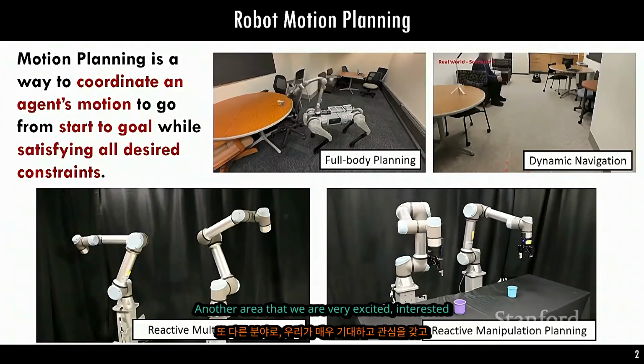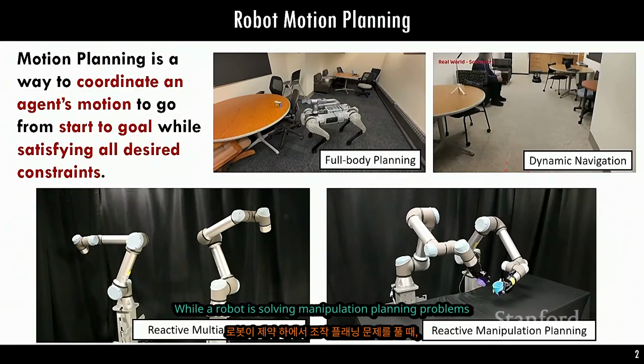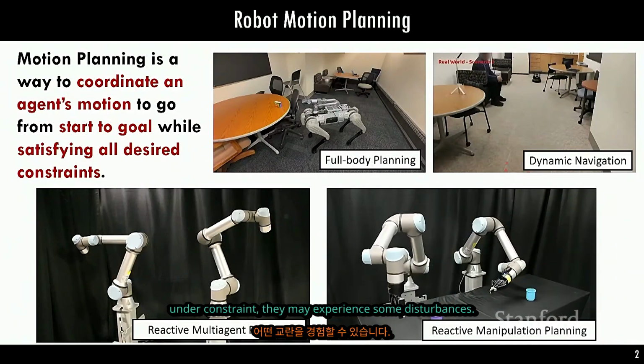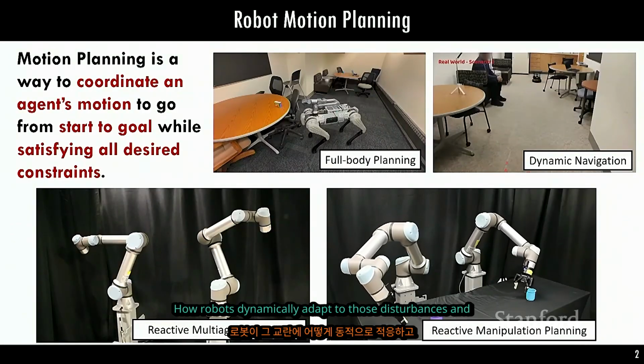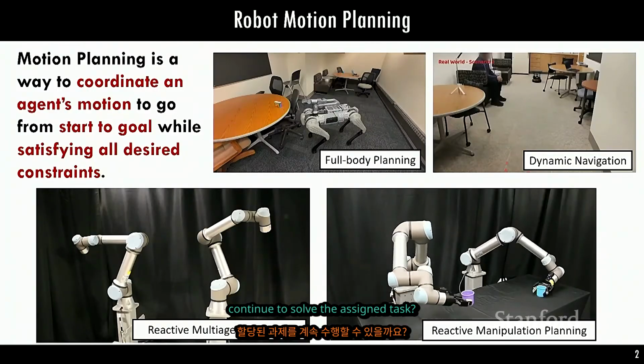Another area that we are very interested in is reactive manipulation. While a robot is solving manipulation planning problems under constraints, it may experience some disturbances. How does the robot dynamically adapt to those disturbances and continue to solve the assigned task?